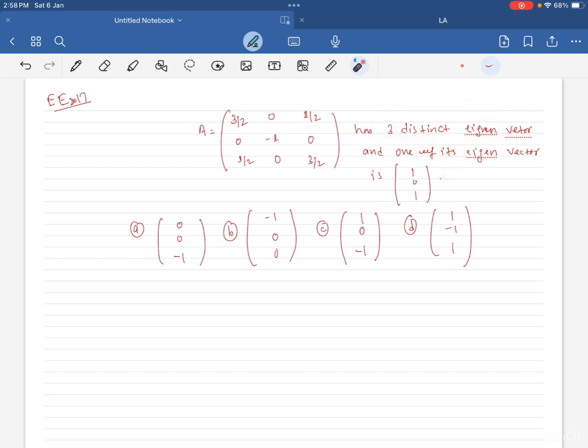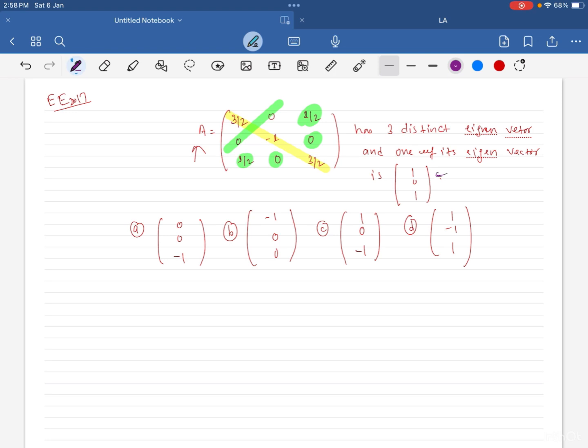Whenever this information is given, that there are 3 distinct eigenvectors, or if it is a 2 by 2 matrix, 2 distinct eigenvectors, then go back and look at your matrix. If you observe, this matrix is symmetric across the diagonal, right? The elements are equal, this one equal, this one and this one equal. So this is nothing but a symmetric matrix. And you know that a symmetric matrix has eigenvectors that are orthogonal, right? They are perpendicular to each other.